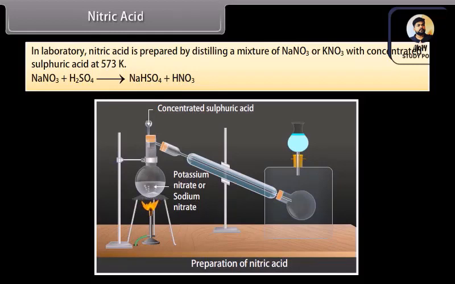NaNO3 or KNO3 with concentrated sulfuric acid at 573 Kelvin. On large scale, nitric acid is manufactured by Ostwald process.